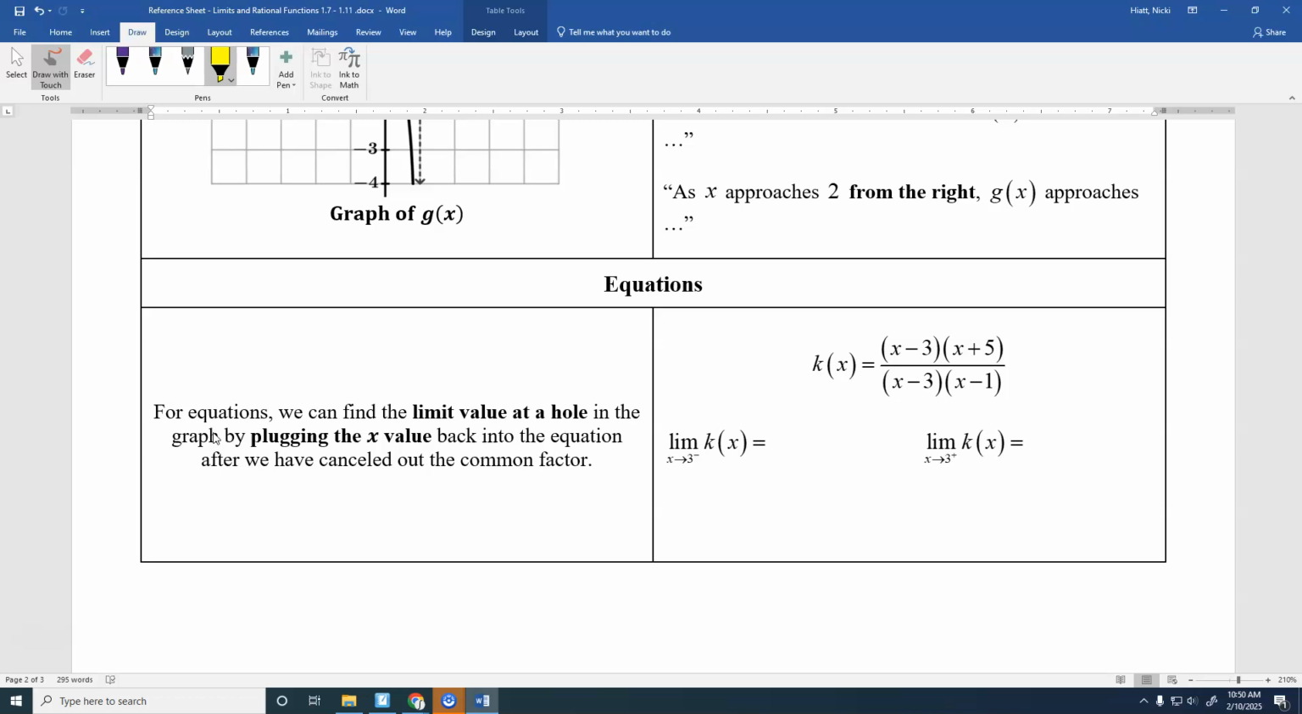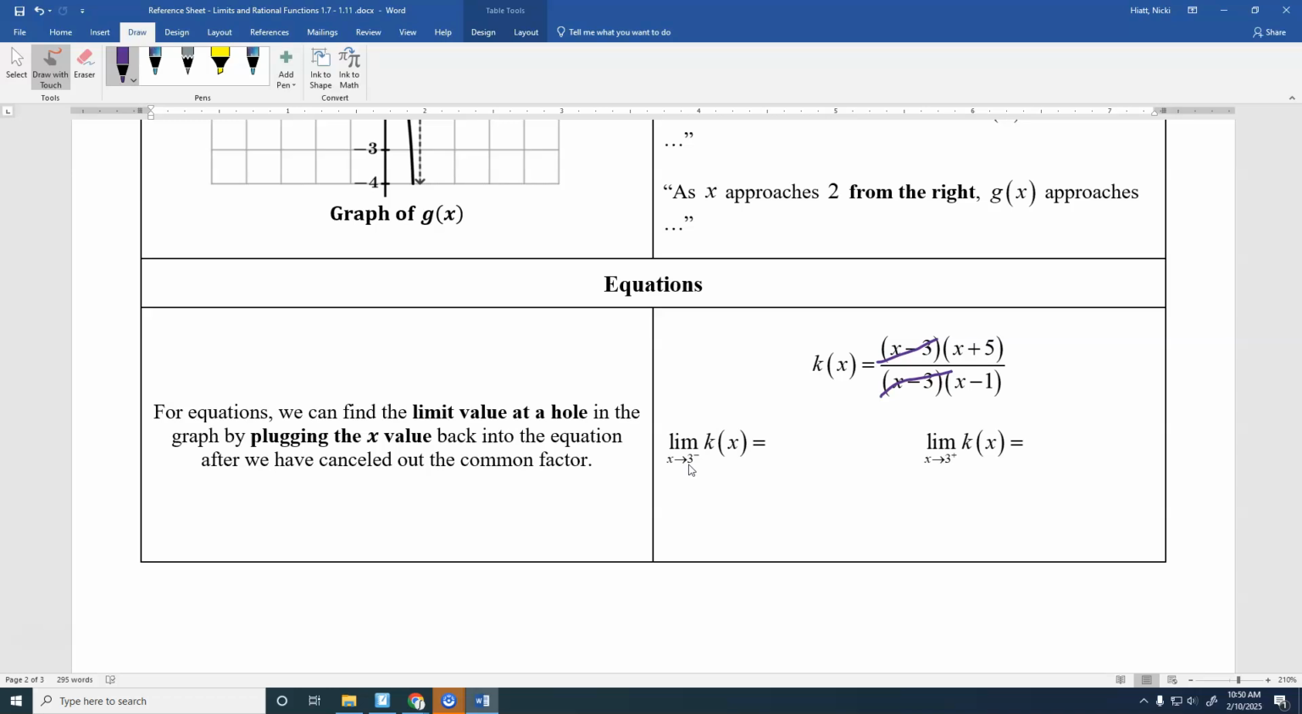Okay, let's do a hole from the equation. So, let's say they ask us without a graph and without a calculator. This is a little bit like that last part of that FRQ that we just looked at. If they are asking us a limit at a hole, you can see right here that these two would cancel, and I would have a hole at x equals 3. And they're asking me about 3.